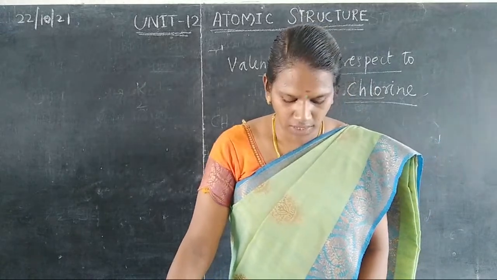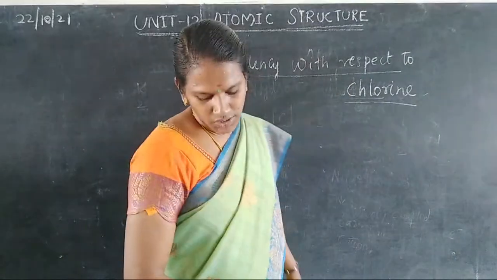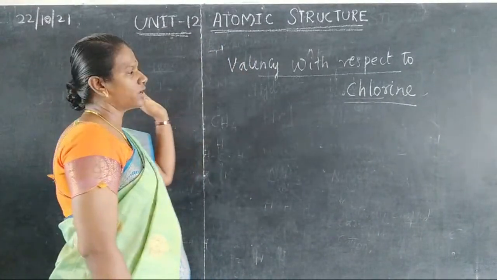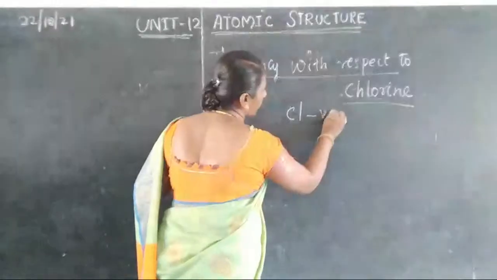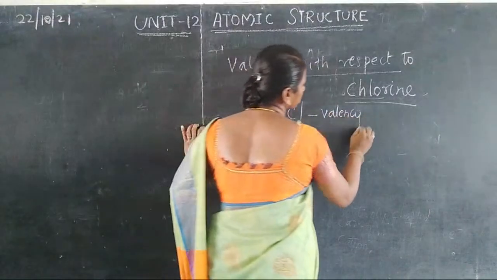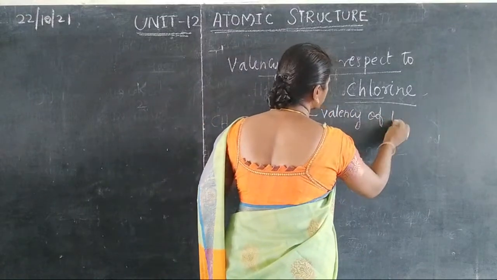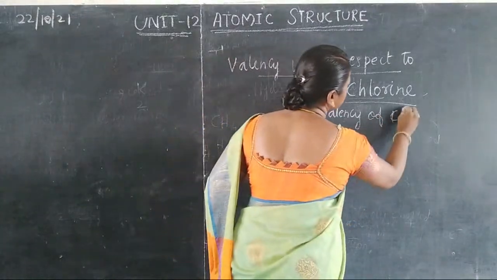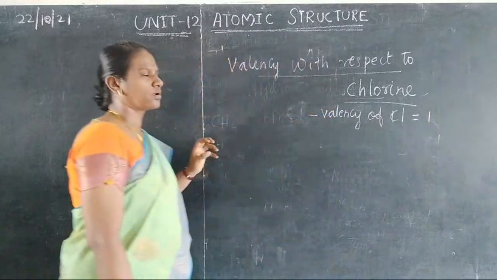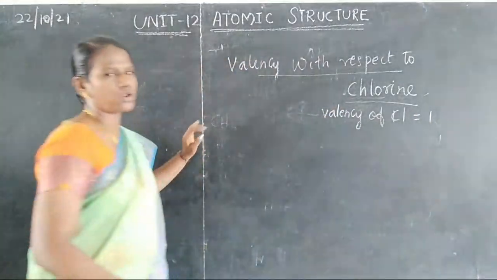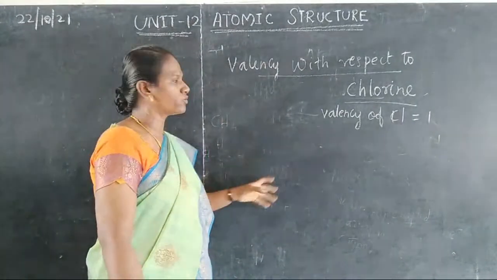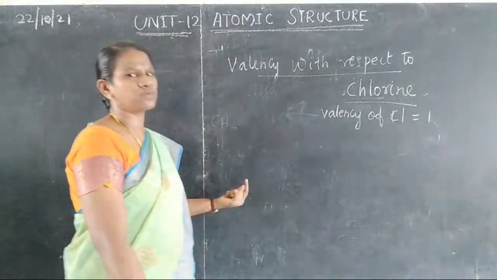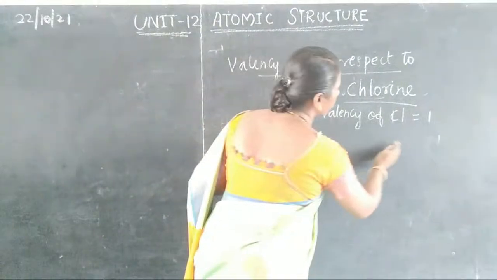So here the chlorine atom can combine with only one atom. Since the valency of chlorine is 1, we already know the valency of hydrogen is also 1. We already saw that in the outermost shell, chlorine has only 1 electron, so it can share its 1 electron with other atoms. So the valency of chlorine is 1.